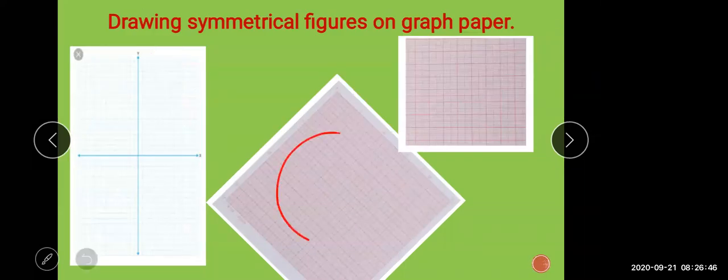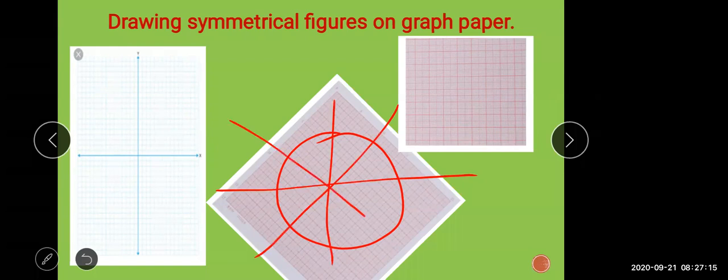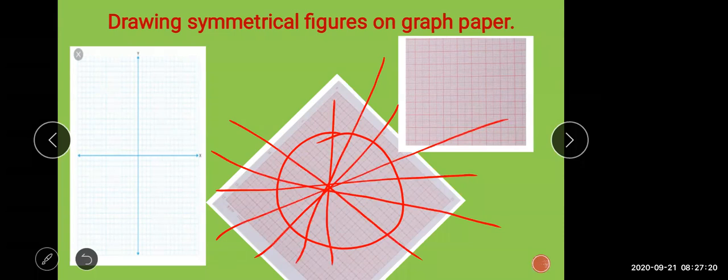Tell me, how many axes in the zero? It's a simple question. Can we draw more than 4 axes? Yes, sir. Yes, we can draw uncountable axes in the zero or circle like this. Uncountable means we cannot count how many axes we can draw in the circle or zero.